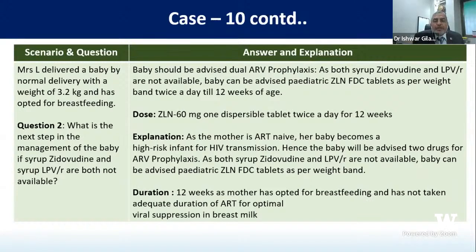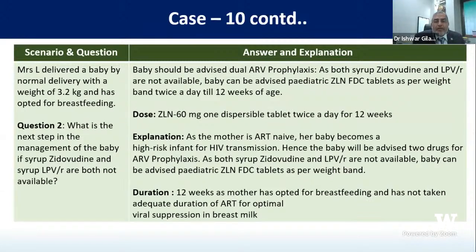The baby can be advised pediatric ZLN, which is an FDC tablet available as per weight band, twice a day until 12 weeks of age, because the mother has opted for breastfeeding. So ZLN 60 milligram, one dispersible tablet twice a day for 12 weeks.